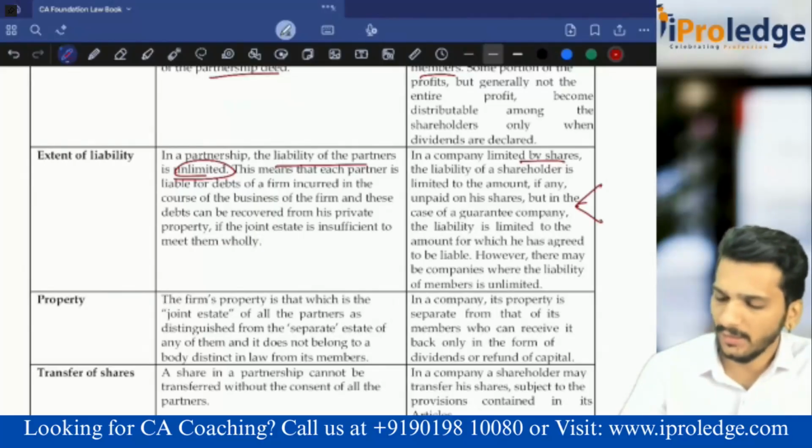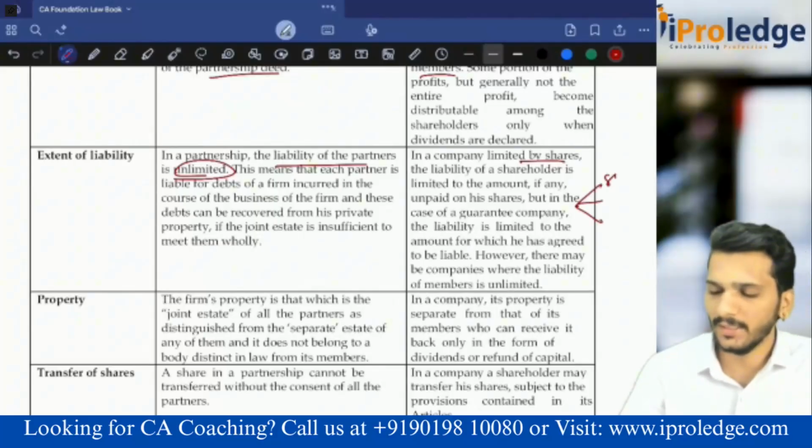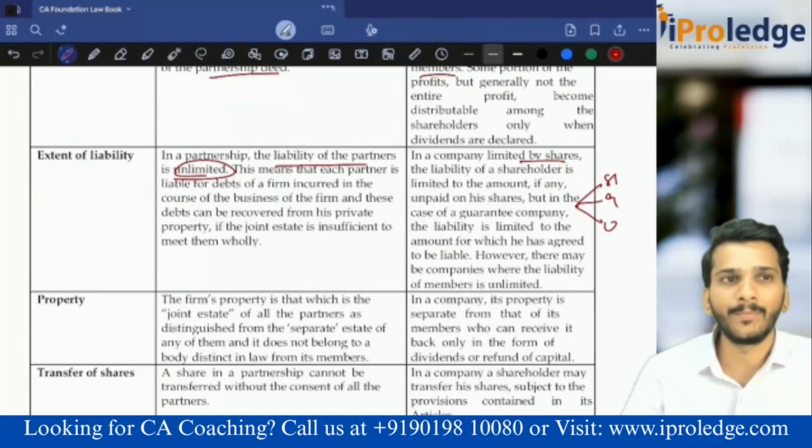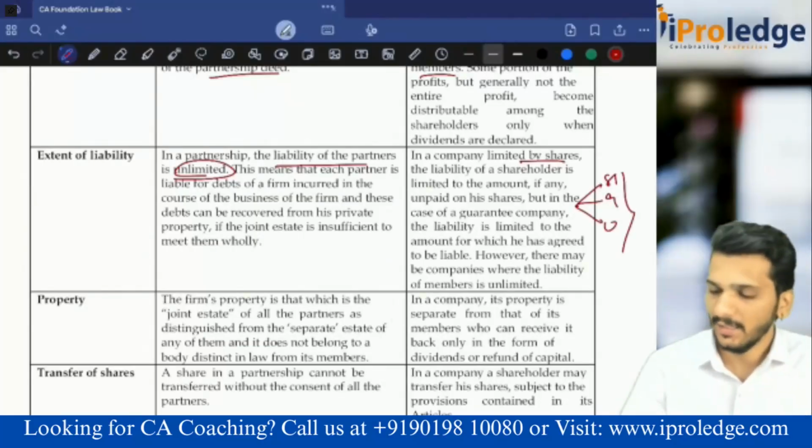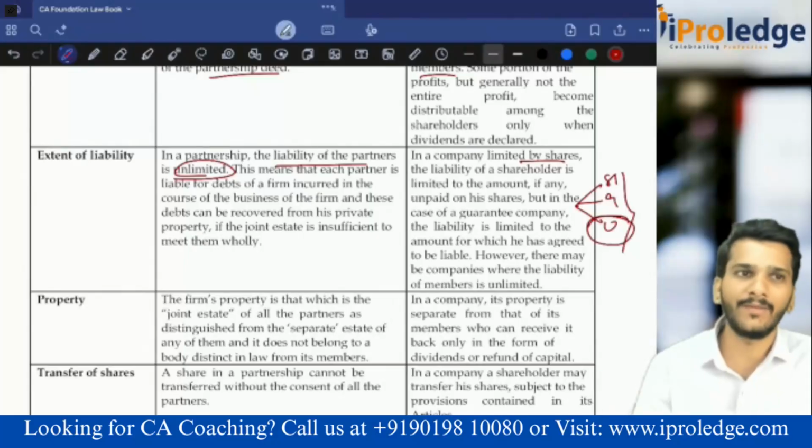There are actually three types of company: limited by shares, limited by guarantee, and unlimited company. We will discuss them under the Companies Act. In all cases except the unlimited company, the liability of the members is limited.